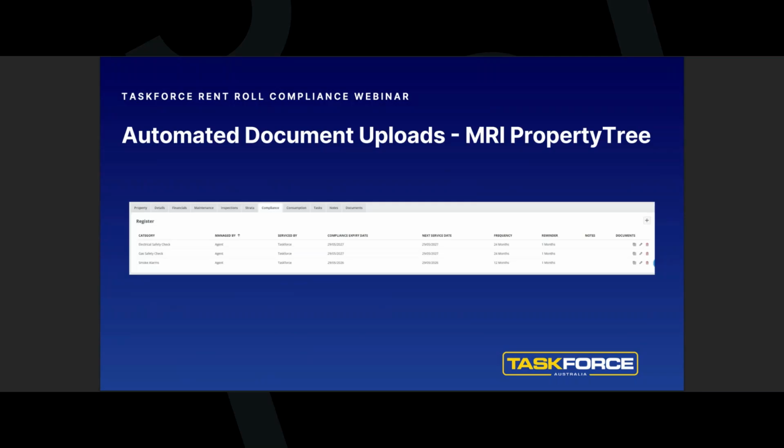On the particular property, you can see that it has that compliance tab, and we can automatically upload in each of the categories, so electrical safety check, gas safety check, and smoke alarms, the report as well as the new expiry date. It can also set up a reminder for one month before that one's due, which is really, really important. The document itself is linked from the right-hand side, so you can just click on that little document icon and it will bring up the report. So you don't have to manually upload the reports if you're using Property Tree.